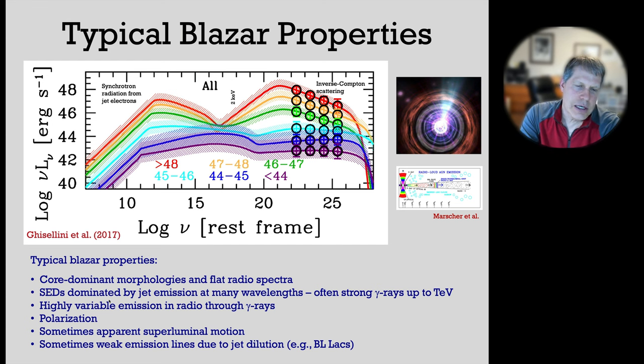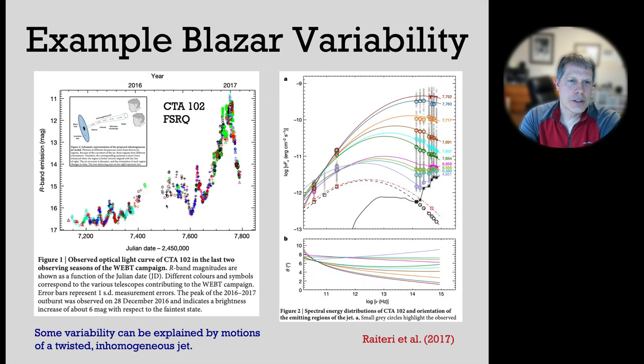Okay, so again, you have SEDs often dominated by the jet emission at many wavelengths. You often see highly variable emission in these systems, running from the radio through to the gamma rays. Here is just one nice example of many, many such variability events seen in the literature. Here is a system, CTA-102, which is a flat spectrum radio quasar. And look at its R-band emission. It went from like 16.5 magnitude up to almost 11th magnitude. So it rose up to become much, much brighter than it was back here, again due to motions, in this case, of the jet. In this case, they propose there is a twisted and inhomogeneous jet that can move back and forth and either beam radiation in your direction or not.